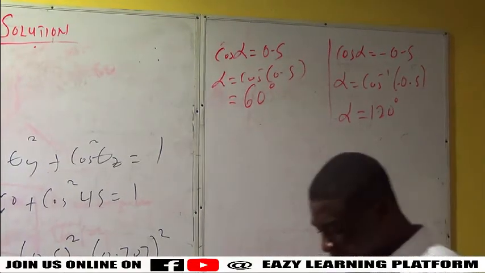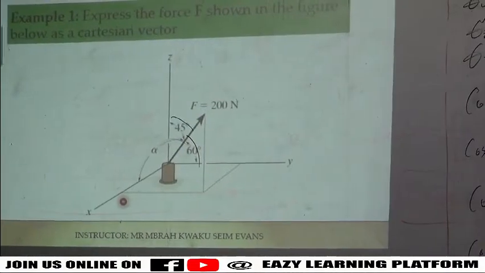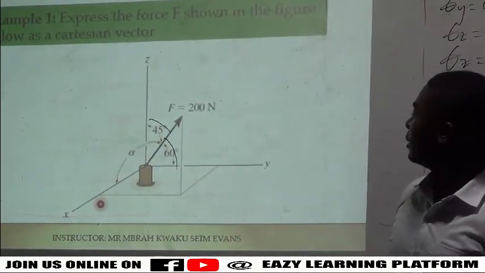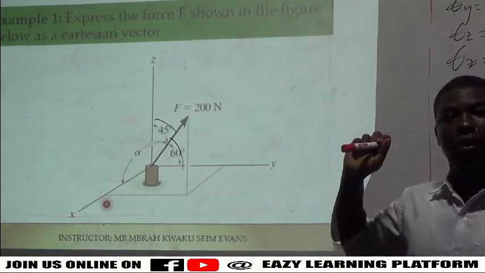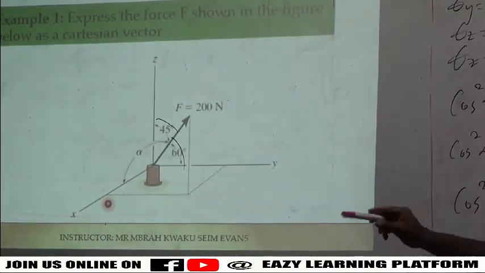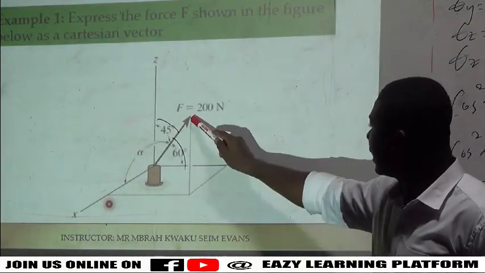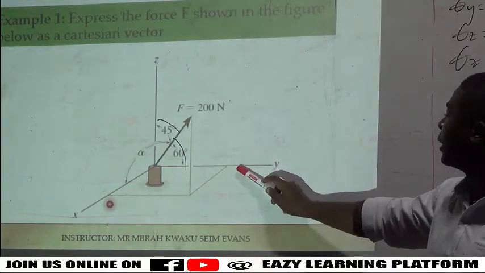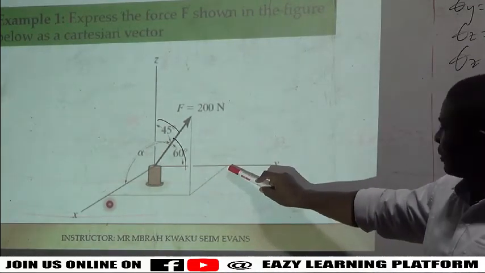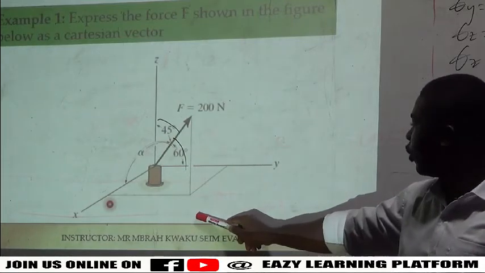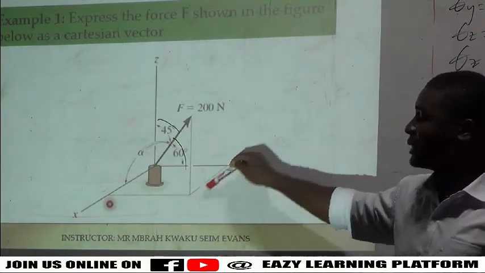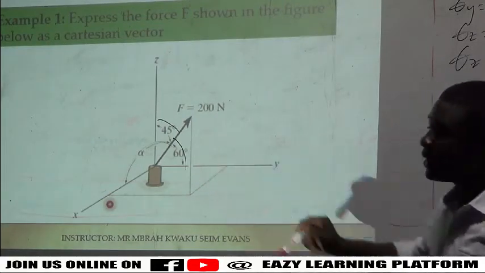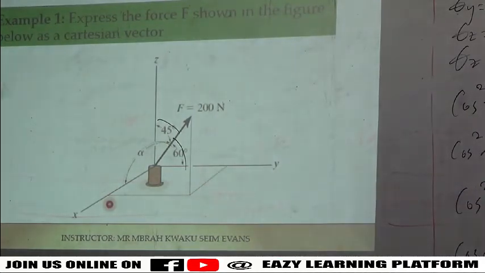Now let's go back to the diagram. On this diagram, if you want to find the various rectangular components, I'm moving from the origin coming to this point. I will move along this way in the y, so y is positive. I move along this way in the x. X is also positive. Are you seeing it? Fx must be positive. But you do it at home.